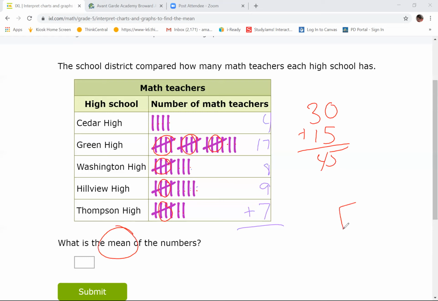But what is the mean? We have to divide. 45 divided by how many? 5. Which is 9. So there are about 9 math teachers in each school. Not exactly, because only Hillview High has exactly 9, and all the others have a little bit more or a little bit less. But that's what the mean means. It means the average. It means about how many. If those 45 teachers were shared and every school got the exact same amount, that means every school would have 9.